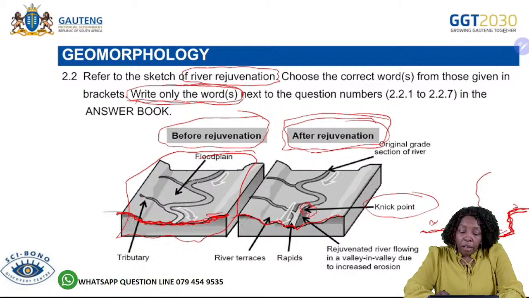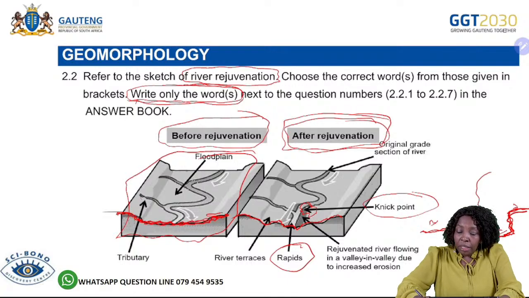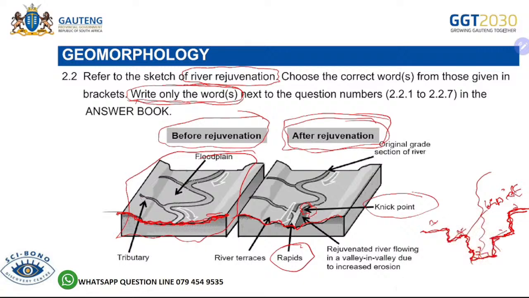And then another landform that we can also identify here is a rapid. A rapid would develop because of the nick point. So, for example, from the diagram that I have drawn here, I would label this part as the nick point. It's not very clear, but I'm saying this is my nick point.